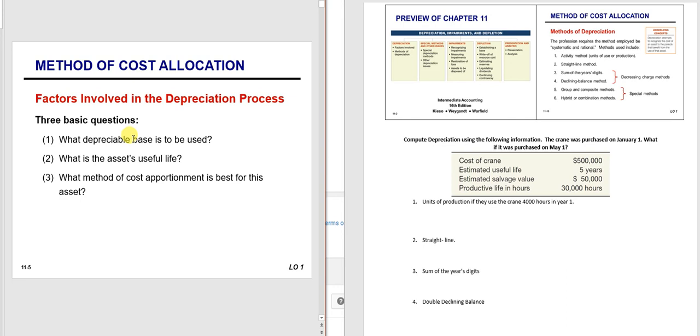Now there are other things that it could be. For instance, when we traded assets in the prior chapter, if you traded one piece of equipment for the other, whatever you record the new equipment for is your depreciable base. What's its useful life, which we'll talk about in a second, and which cost apportion method will you use? That's one of these, which we'll do them all.